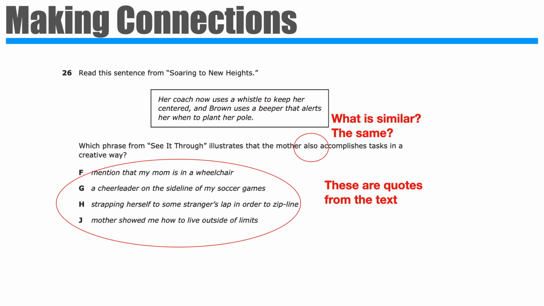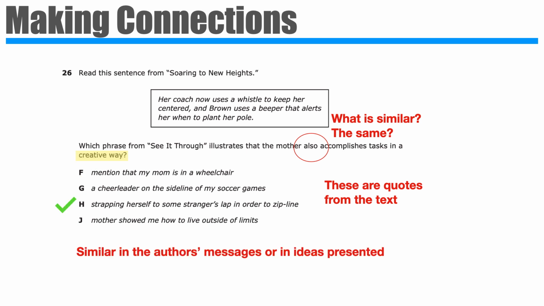Our instructions in this example read, which phrase from See It Through illustrates that the mother also accomplishes tasks in a creative way? That use of the word also lets me know that I'm looking for something that is similar or the same. In narrowing down my answer choices, I'm going to look for something that shows a mother accomplishing a task in a creative way. The important thing is to understand what the question is asking you.